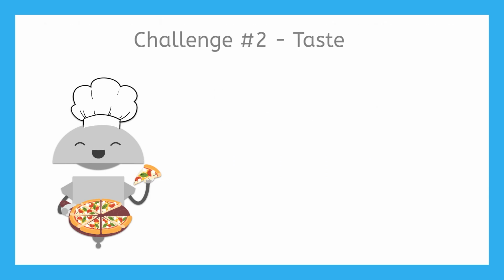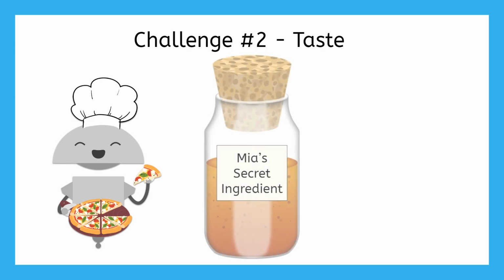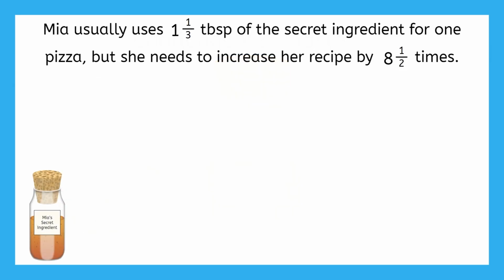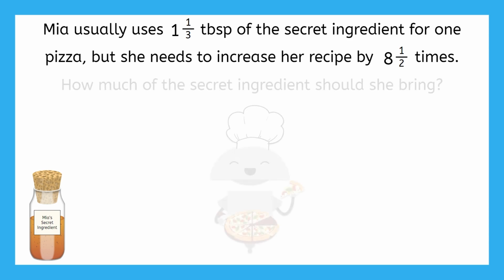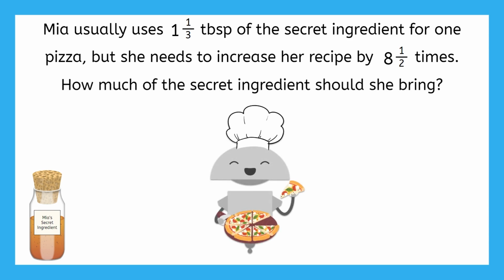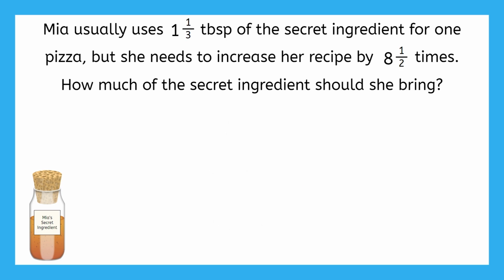The second challenge in the contest is all about taste. Mia's pizzas are so good because she uses a secret ingredient. Mia usually uses 1 1/3 tablespoons of the secret ingredient for one pizza, but she needs to increase her recipe by 8 1/2 times to make enough pizzas for all the judges and other contestants. Let's help Mia determine how much of the secret ingredient to bring. Since she needs 8 1/2 times the normal amount, we need to multiply 1 1/3 by 8 1/2.